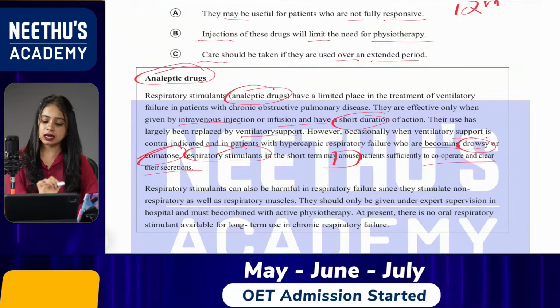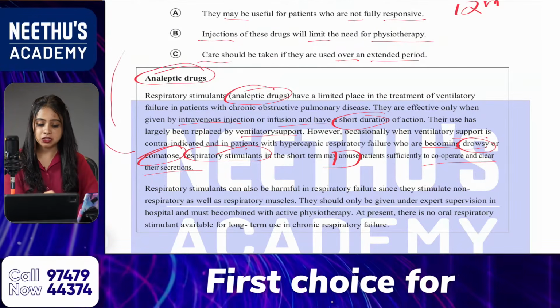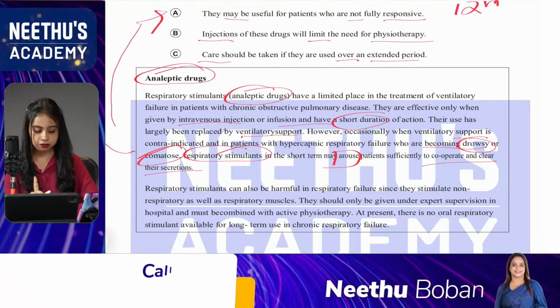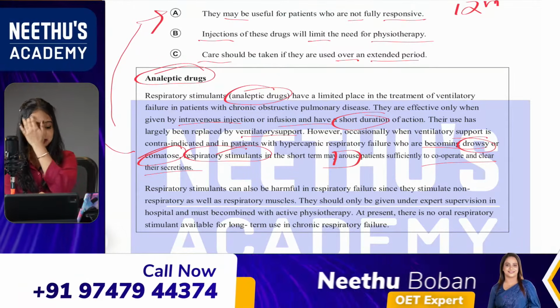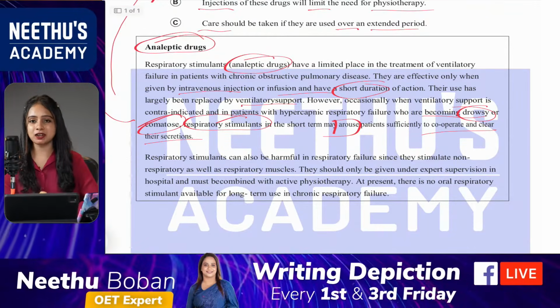So we can trace to which option? From these lines we can trace to option A. They may be useful for patients who are not fully responsive. Alright, so what about the second paragraph?